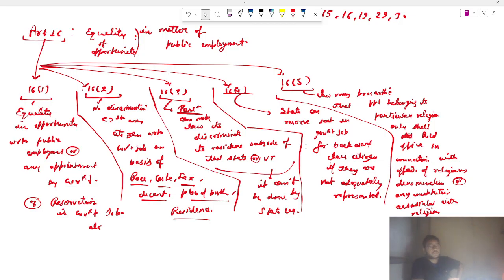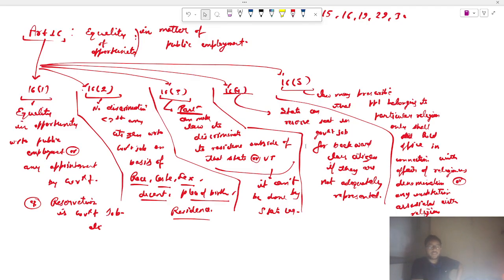Article 16.3 says that Parliament can make law to discriminate to residents outside of that state or Union Territory, to provide circumstances to persons of that state to culturally provide the denomination of that particular state. Now, Article 16.4 says that the state can reserve seats in government jobs for the backward sections of society which are not adequately represented in government jobs.